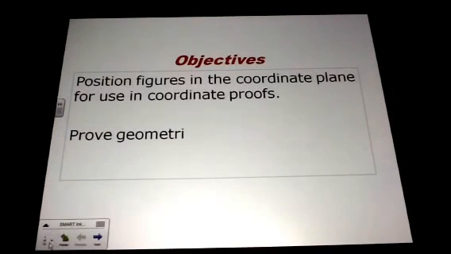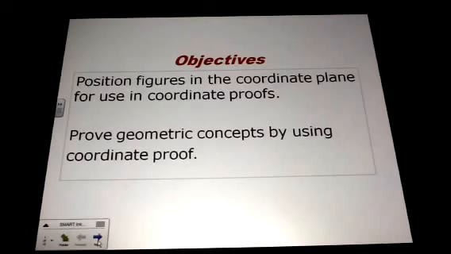Okay, today we're going to do 4-8 coordinate proofs. Position figures in the coordinate plane for use in coordinate proofs. Prove geometric concepts by using coordinate proof.